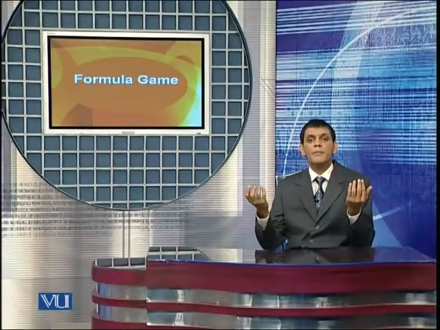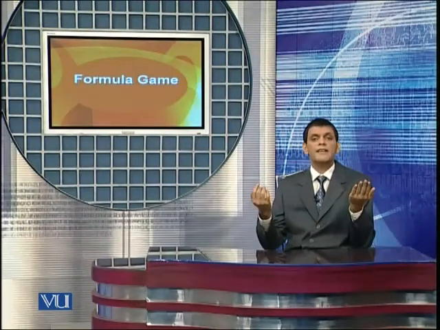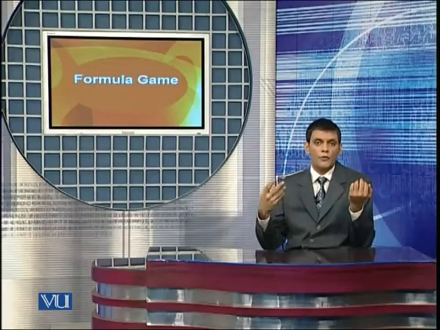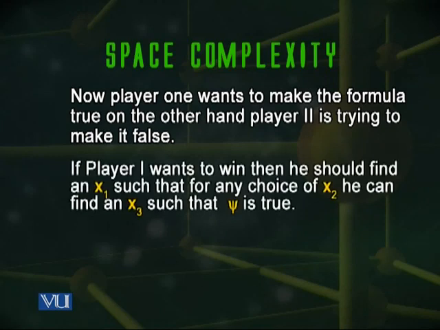At the end of the game, only one of the outcomes is possible, that is, psi under that assignment would either be true or false. So there will be no draws in this game. Now player 1 wants to make the formula true, and on the other hand, player 2 is trying to make it false. If player 1 wants to win, then he should find x1 such that for any choice that is made by player 2 for x2, he can find x3 such that psi is true.